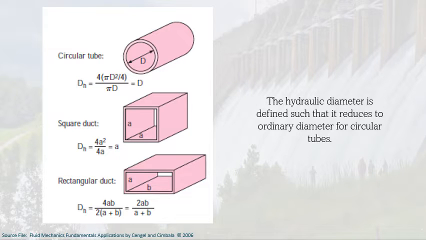The hydraulic diameter is defined such that it reduces to the ordinary diameter for circular tubes. You can see here depicted the hydraulic diameter if we have a square duct, a rectangular duct, and a circular tube.